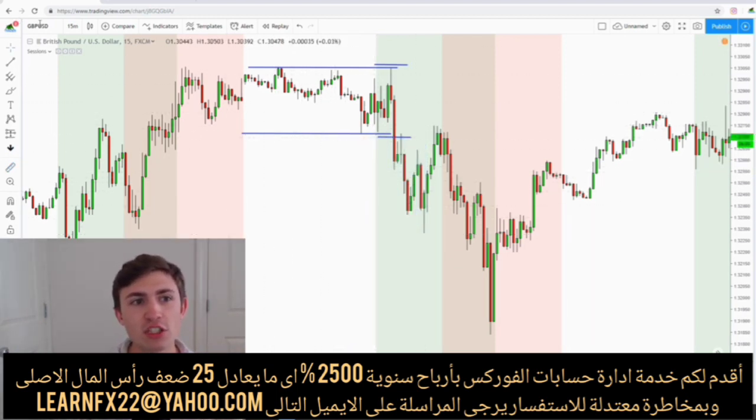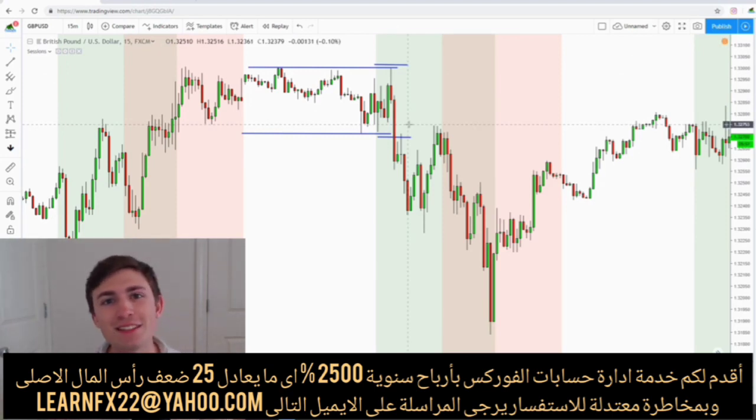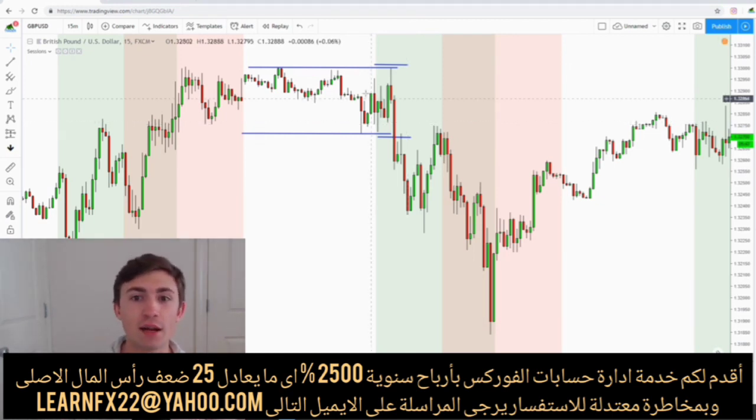Now, let me also clarify something. We're going to stick to the GBP/USD pair here. You can also use pretty much any of the GBP pairs. Why? Because it is the London Open, so the British pairs are going to move the most usually. You can also trade EUR/USD for this kind of setup. But let's move on here.